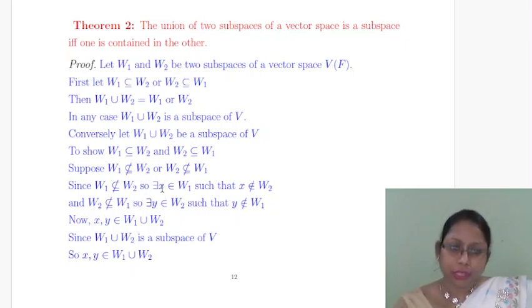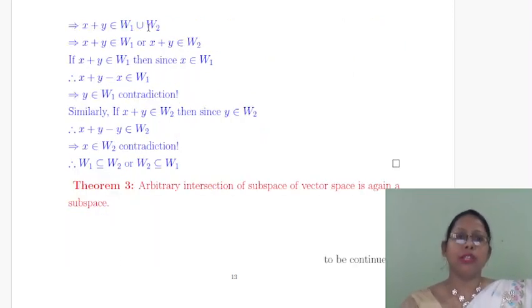Now, this x belongs to W1, y belongs to W2. That means x, y belong to their union. As here we consider their union is a subspace, so this W1 union W2 is a subspace. x, y belong to W1 union W2, so x plus y belongs to W1 union W2. As x plus y belongs to W1 union W2, x plus y belongs to W1 or x plus y belongs to W2.